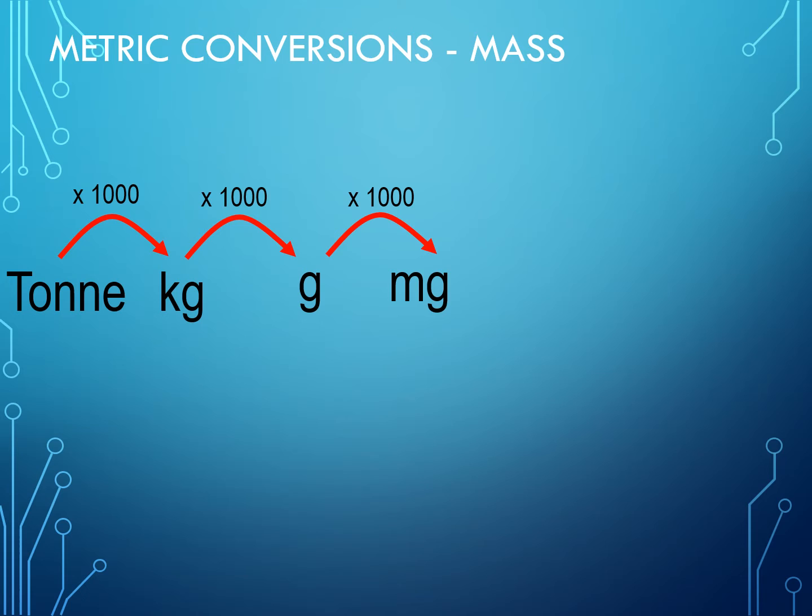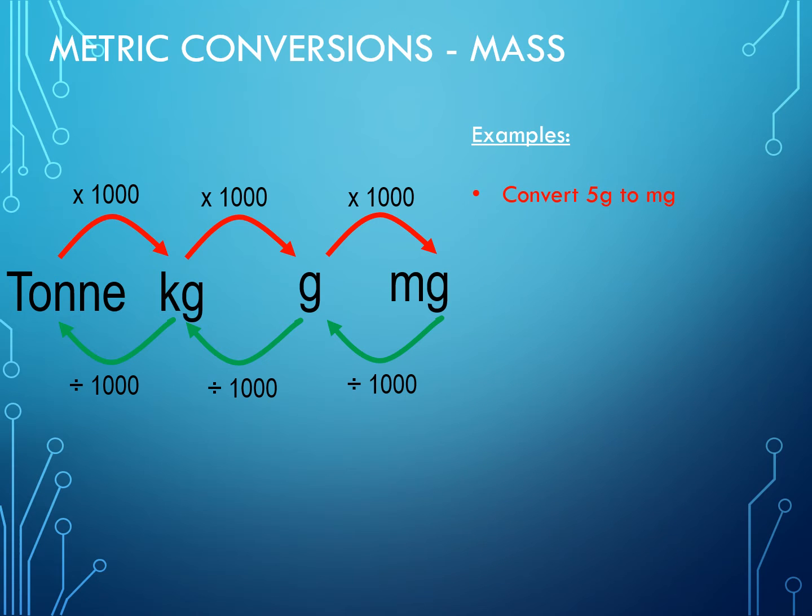Now, if we are converting from a smaller unit to a larger unit, we do the opposite of what we've done at the top. So from milligram to gram, you divide it by 1,000. From gram to kilogram, divide it by a further 1,000. And from kilogram to ton, also divide by 1,000. It's probably one of the easiest things to remember from amongst the conversion charts. Now let's have a look at a few examples.